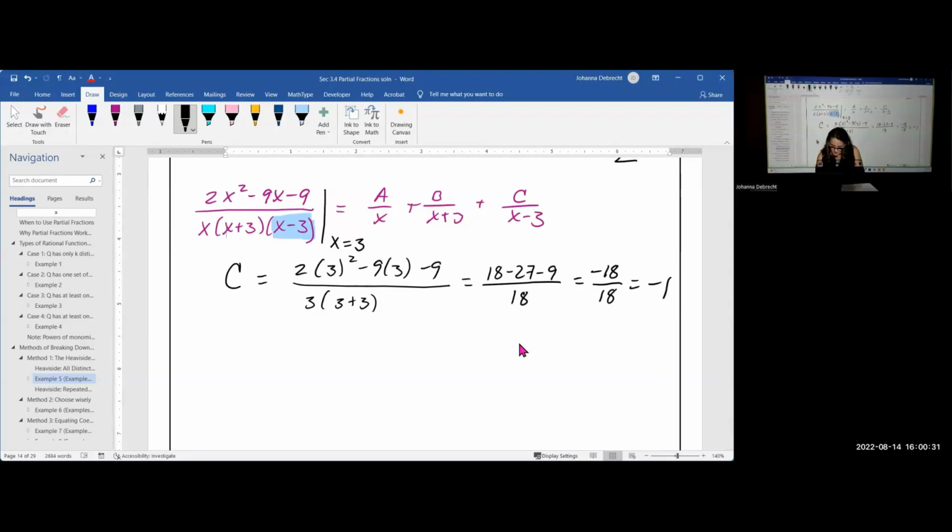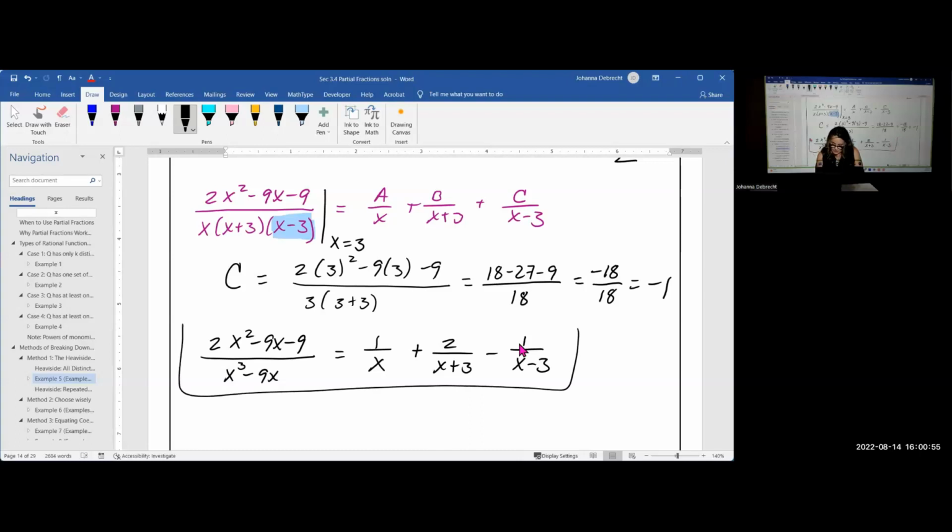So our expression, 2x squared minus 9x minus 9 divided by x cubed minus 9x, can be rewritten into the sum and difference of simpler rational functions: 1 over x plus 2 over x plus 3 minus 1 over x minus 3. And this is what we would call a partial fraction decomposition, with the goal being to integrate the expression on the left by instead integrating the expressions on the right.